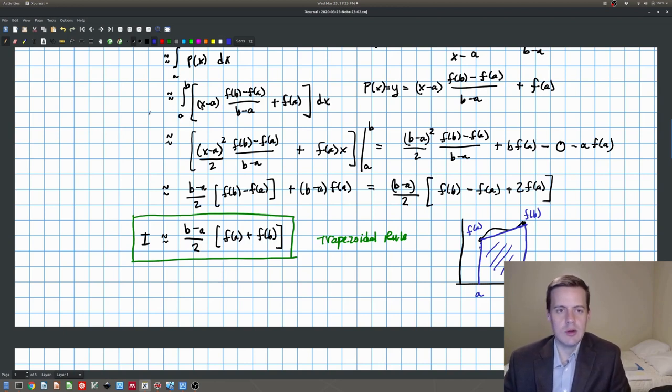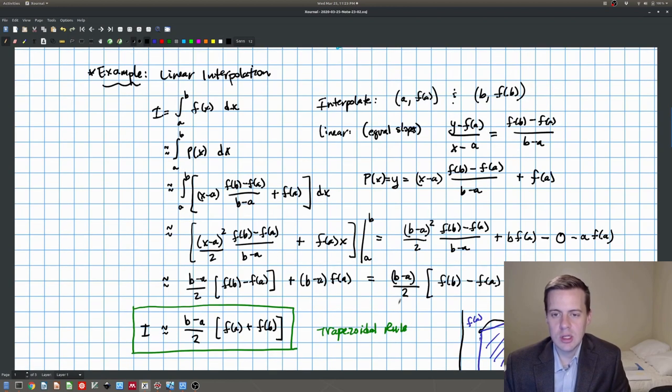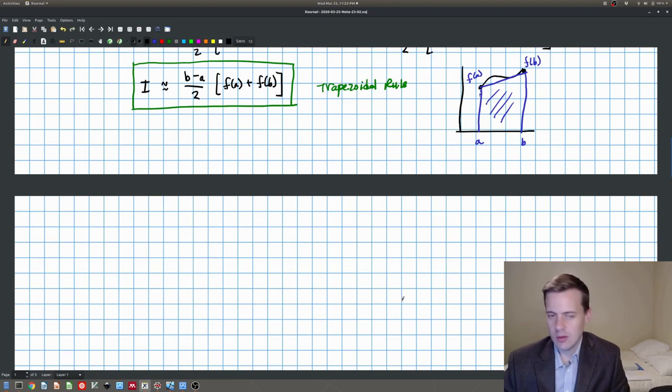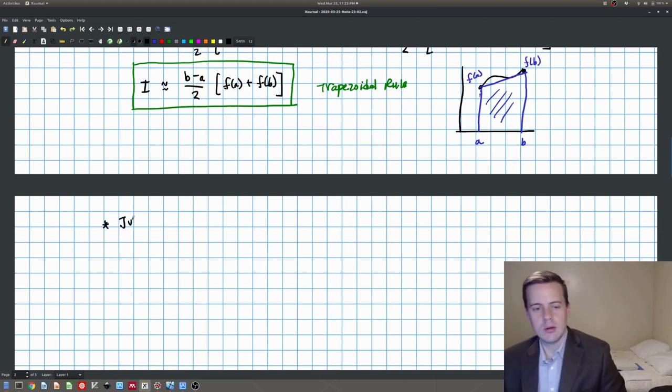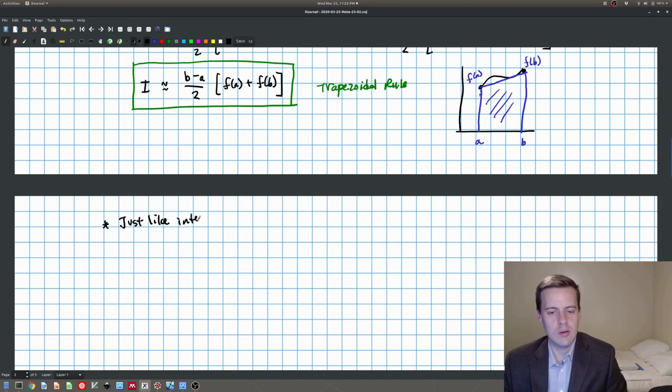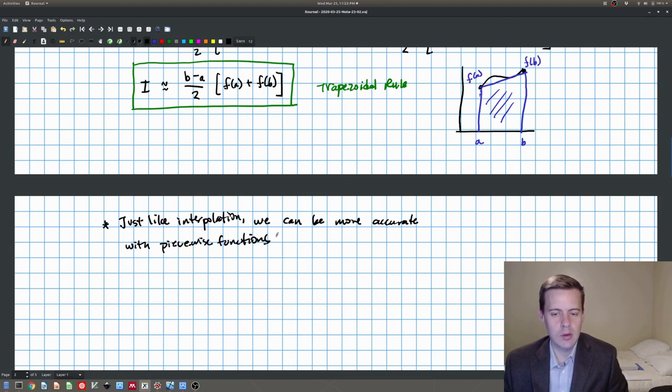So now I told you that what we'd really like to do when we do integration and when we do interpolation is we'd rather have piecewise functions. So let's put that up here just to remind us. Just like interpolation, we can be more accurate with piecewise functions. So we want to break up this f of x into a bunch of different pieces and do little trapezoids along all those different pieces.